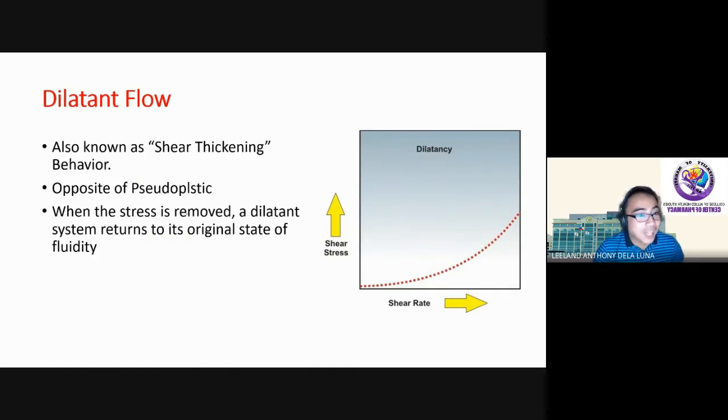Dilatant flow naman class is known as shear thickening naman. Kung ang pseudoplastic class is shear thinning, ibig sabihin, the more na inaalog ko, mas nagiging liquid, mas nagiging less viscous siya. For dilatant flow class, the more na inaalog ko siya, mas lalo siyang kumakapal, mas lalo siya nagiging viscous. Are we clear? Very good. It's the opposite of pseudoplastic. So class, when stress is removed, a dilatant system returns to its original state of fluidity. Are we clear? Okay.